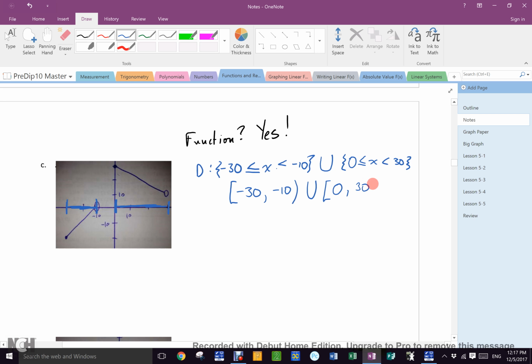Positive 3, 30. Excellent. What is the range? Go, Sarah. No, it's negative 20. So I go to here. Is negative 20 included? Yes. But 0 isn't. So it's less than, but not equal to 0. Excellent. Is there more range?